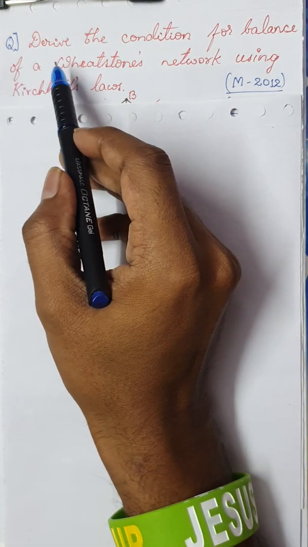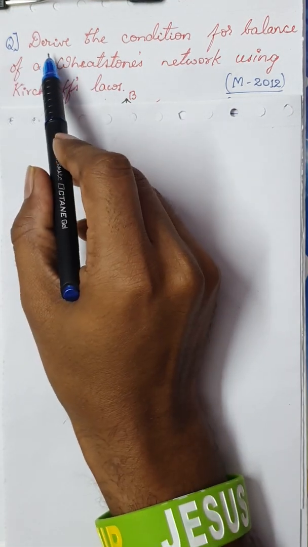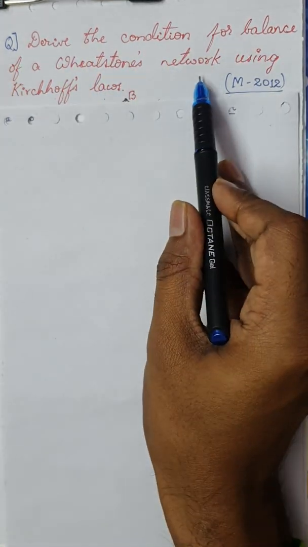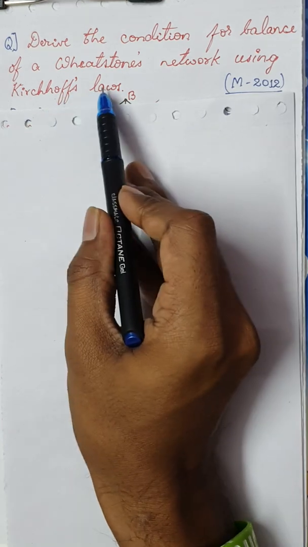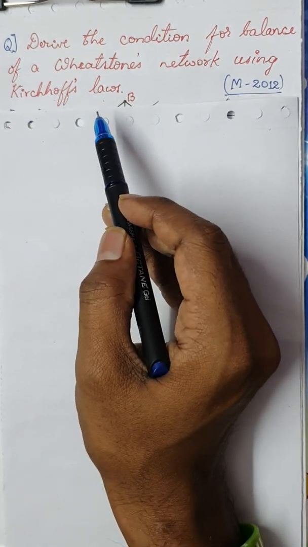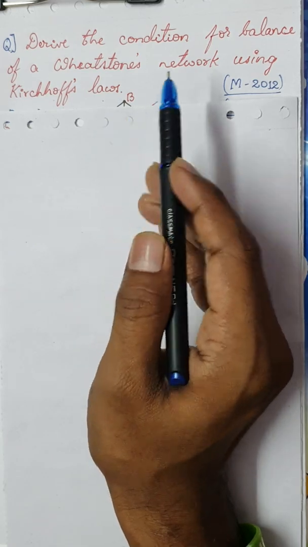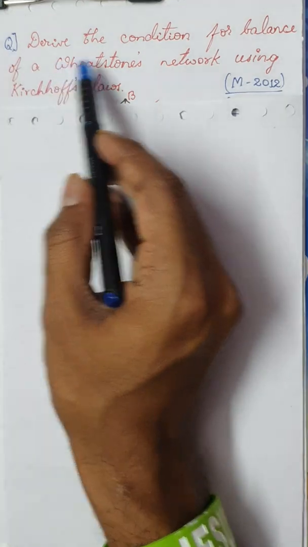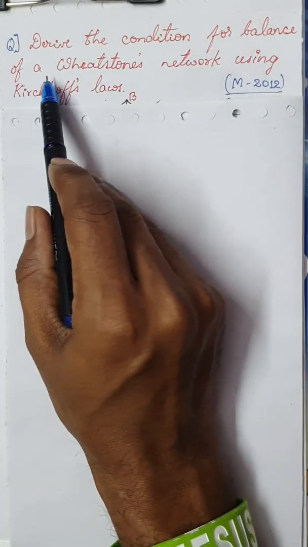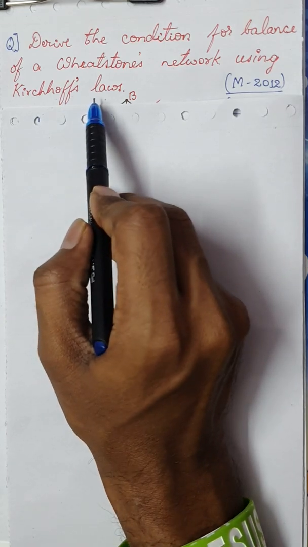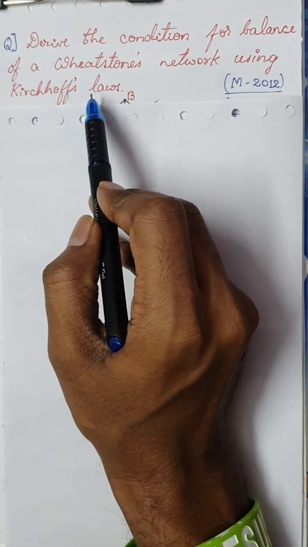The derivation which you're going to see today is: derive the condition for balance of a Wheatstone network using Kirchhoff's laws. I know many students know this. If you have any doubts, they will be cleared in this video. I repeat the question once again: derive the condition for balance of a Wheatstone network using Kirchhoff's laws.